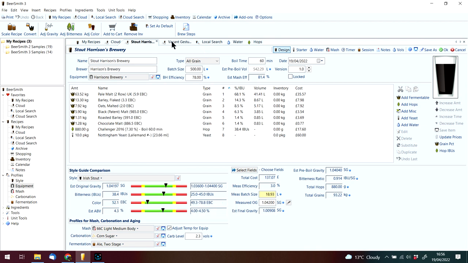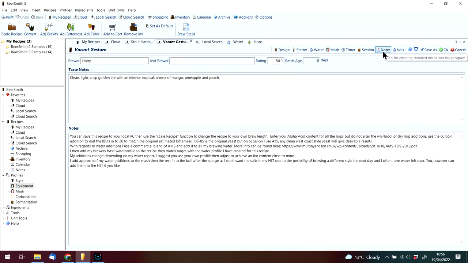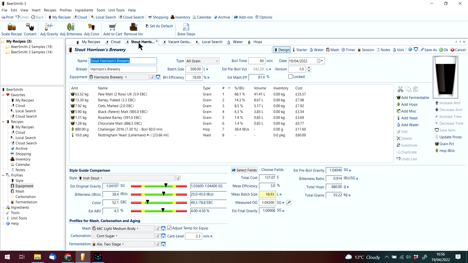But on the Vacant Gesture, for instance, in the notes, I don't know if you can see this as clearly, it says dial in the IBUs to 26 to match the original estimated bitterness. So what you'd do is you'd come into this particular beer and have a look at what the IBU is meant to be on the stout, and you'd alter the hop additions to correspond with your required IBU target.